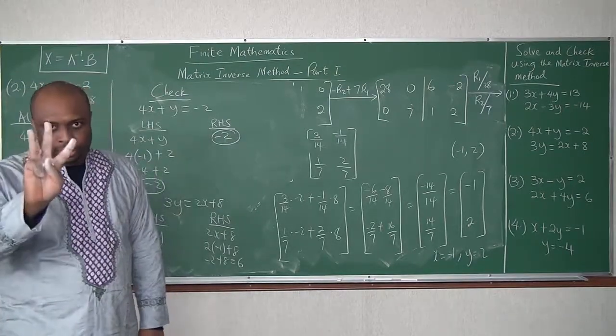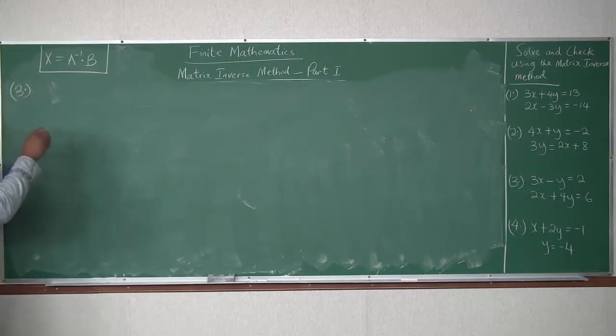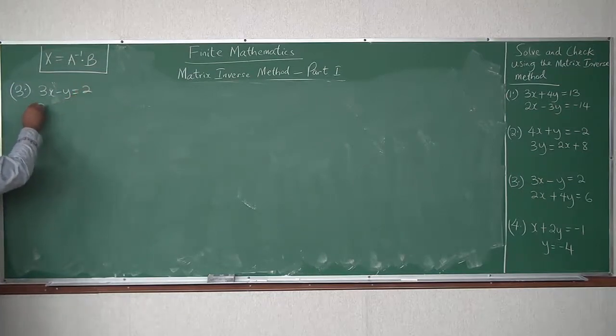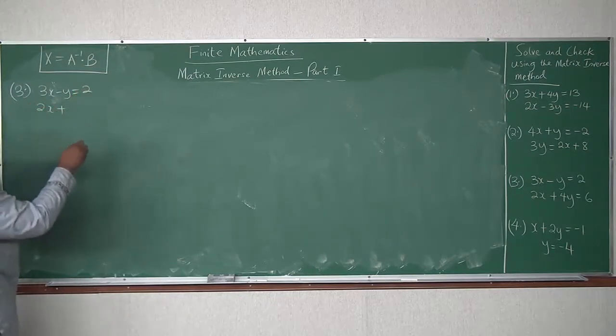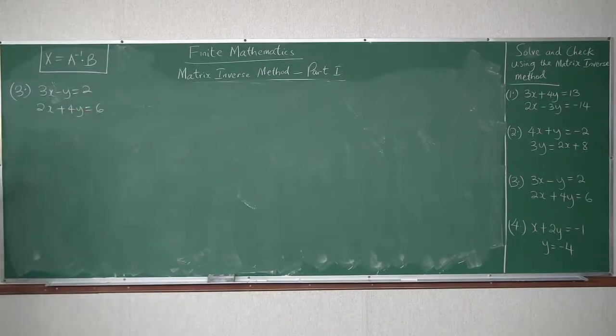Question 3. 3x minus y is equal to 2. 2x plus 4y is equal to 6. So we have equation 1 and equation 2.